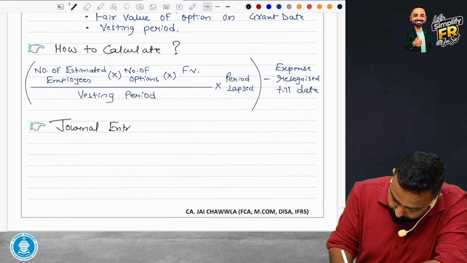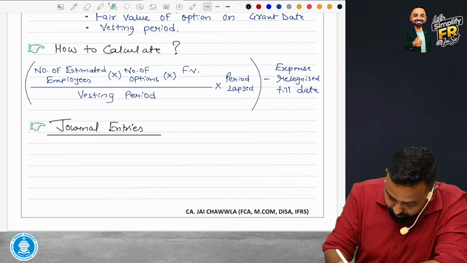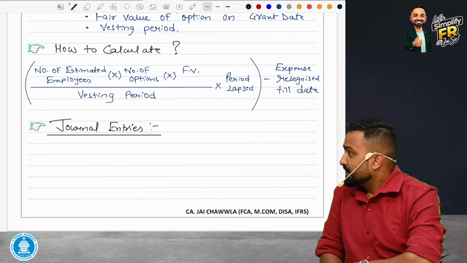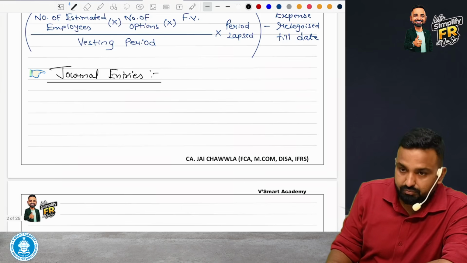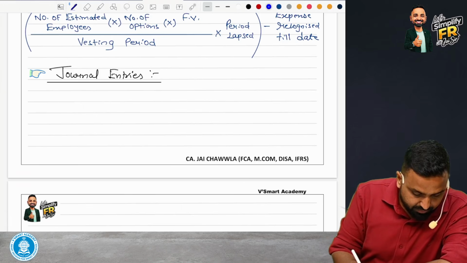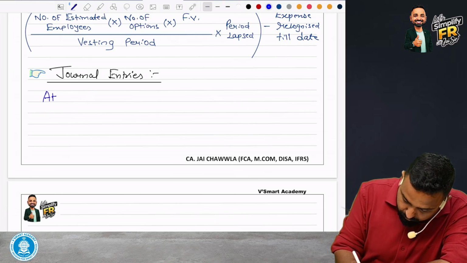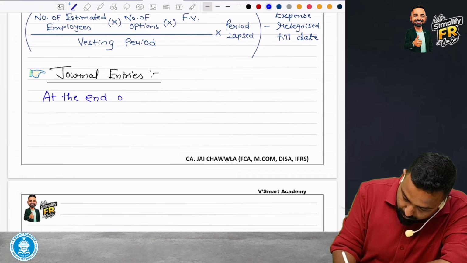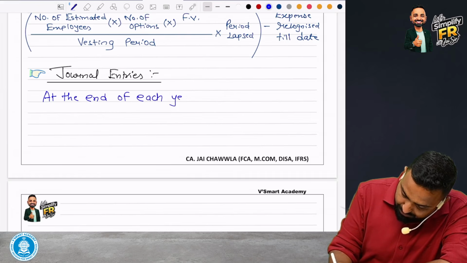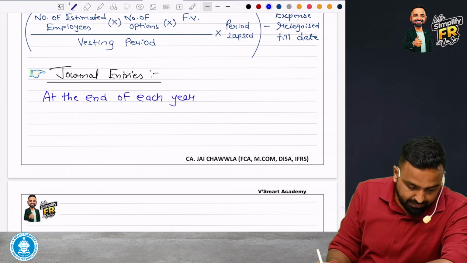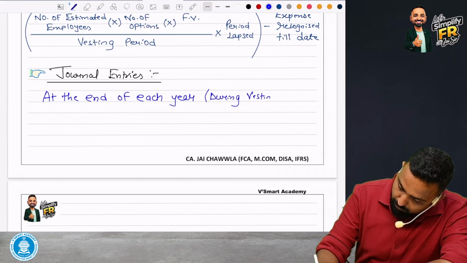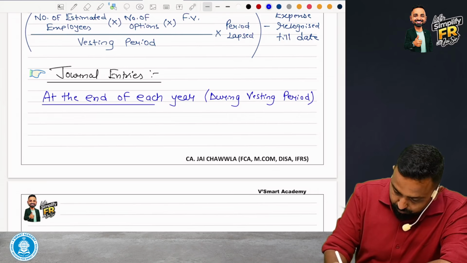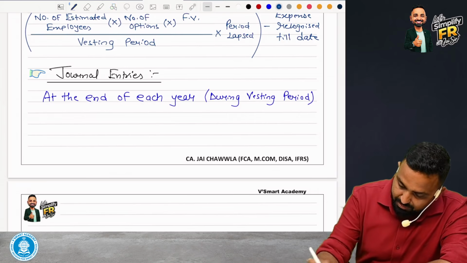Journal entries. So journal entries at the end of each year. At the end of each year during vesting period. What is the journal entry?